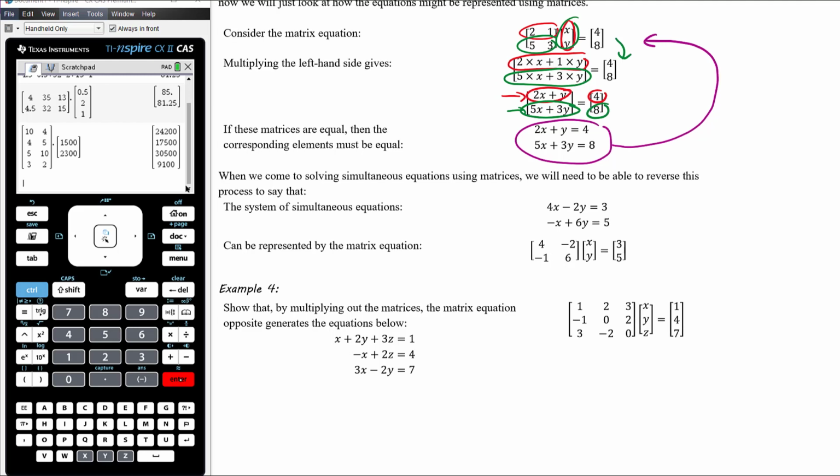Essentially the square matrix of numbers, we call that the coefficient matrix. That's the coefficient of x and y. So 4 times x is the 4 there. Negative 2 times y is the negative 2 there. Negative 1 times x is the negative 1 there. And positive 6 times y is the 6 there.